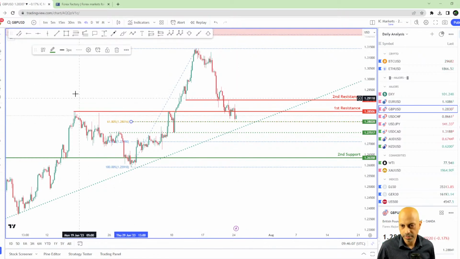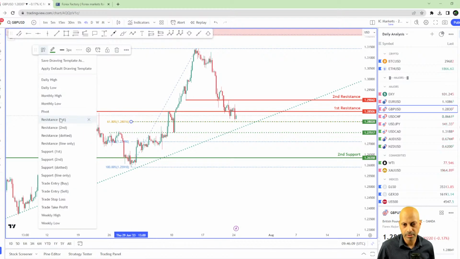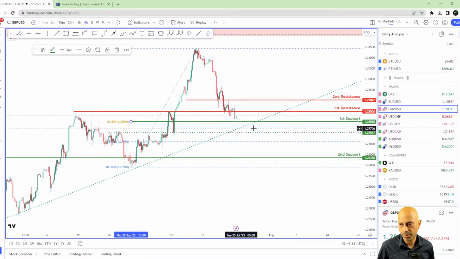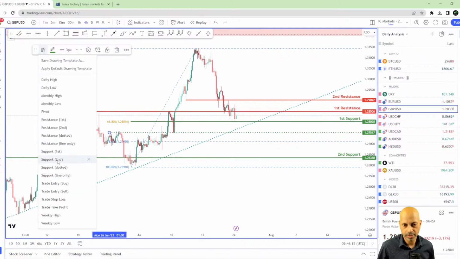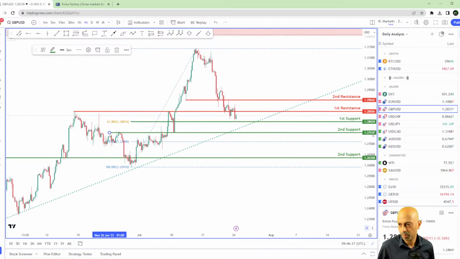And the first support is at the 61.8% Fibonacci retracement, and the second support would be at this pullback level here at 1.2750. So this is, I would say, the more actionable resistance and support levels for the H4 time frame.